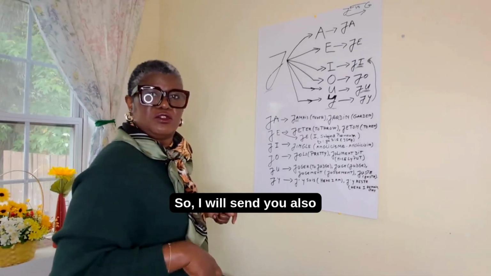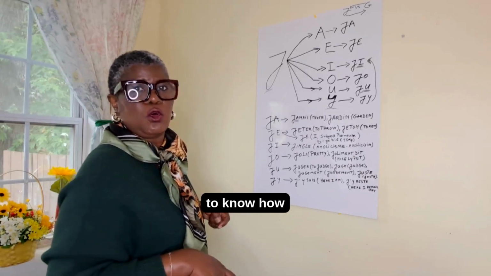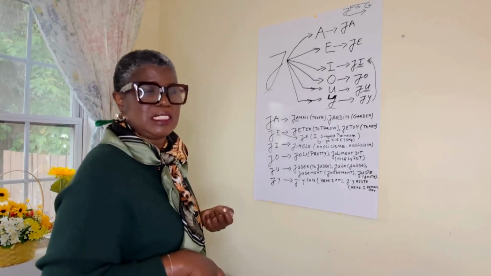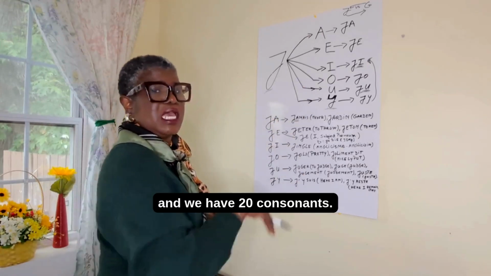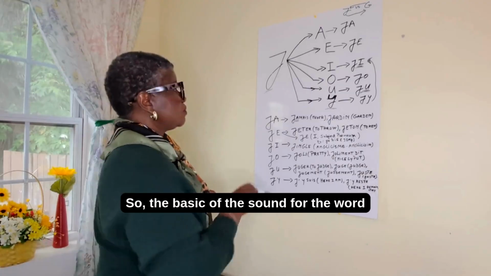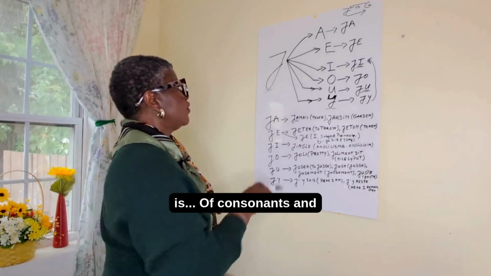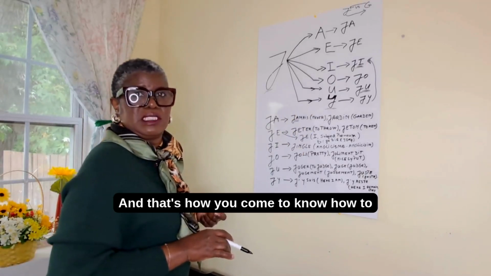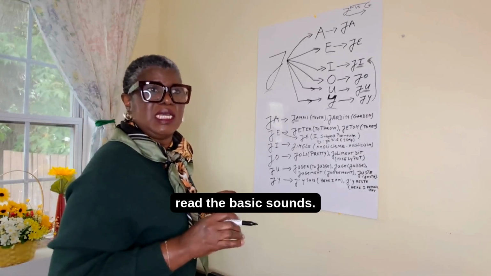So I will send you also to listen to my previous videos to know how many consonants we have in the French language, just as in English, and how many vowels we have. We have 6 vowels and 20 consonants. So the basic of the sound for a word is made of consonants and vowels. And that's how you come to know how to read the basic sound.